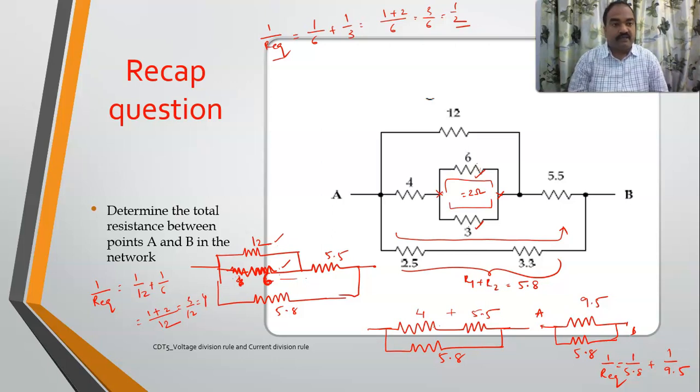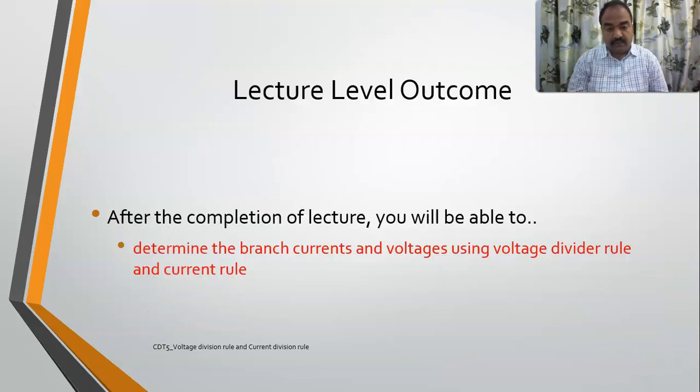Right, this is what we have seen in the last class. Now, in today's class, we will see how to identify or how to determine the voltage drops and currents in branches when the resistors are connected in series and also parallel.